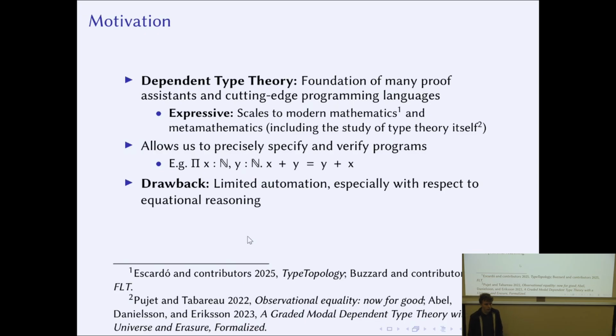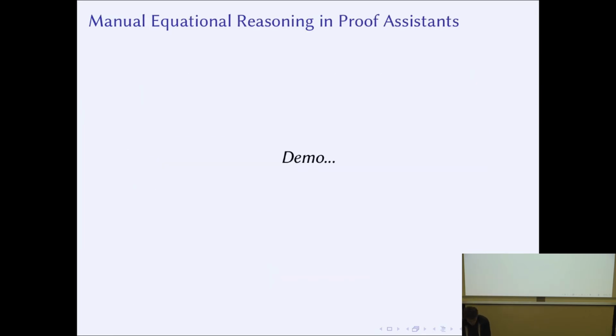However, a drawback of a lot of tools based on dependent type theory is that they have quite limited automation capabilities, and especially with respect to something called equational reasoning, which I'm just going to show more concretely what this means by an example.